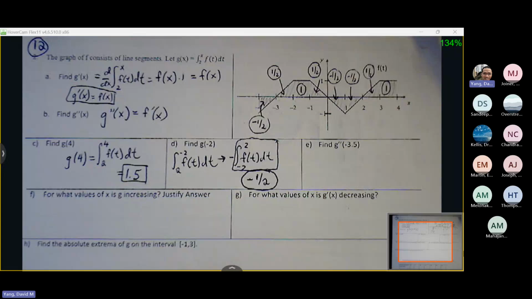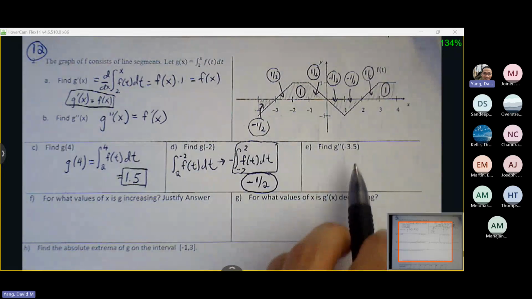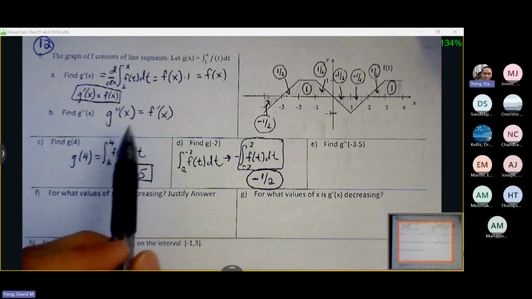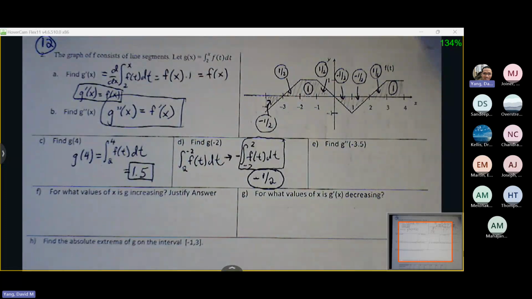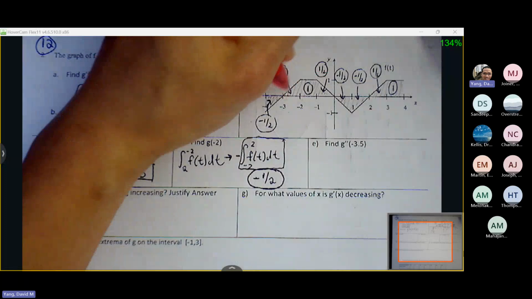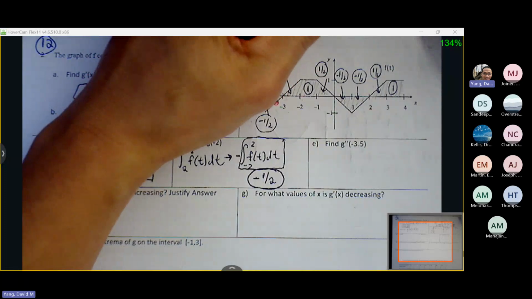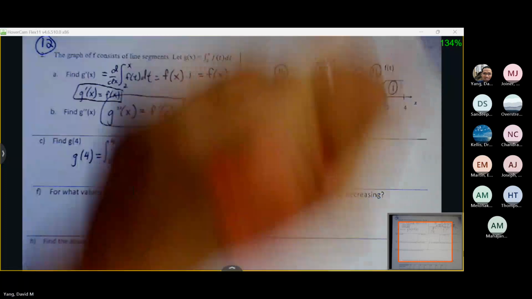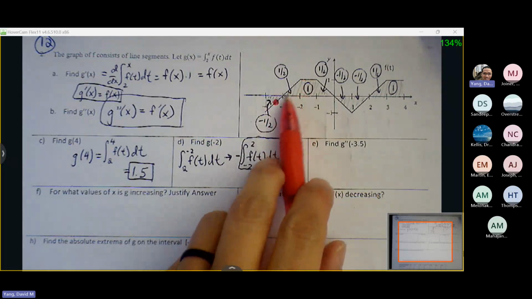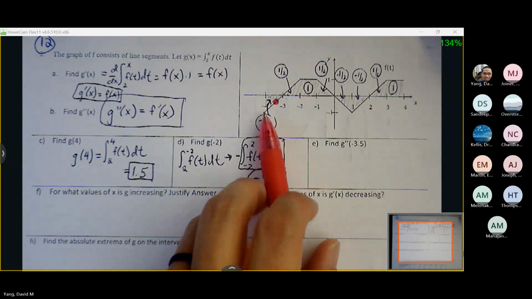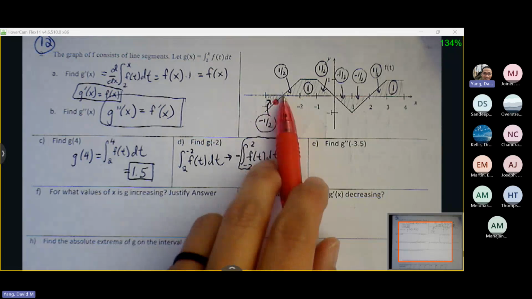Part E is asking for G double prime of -3.5. So if you look, G double prime is defined as F prime. F prime is asking for the derivative or the slope at -3.5. So I'm going to highlight that point here. We're not asking for the point here. We're asking for the slope that this line is part of. I can just do rise over run.